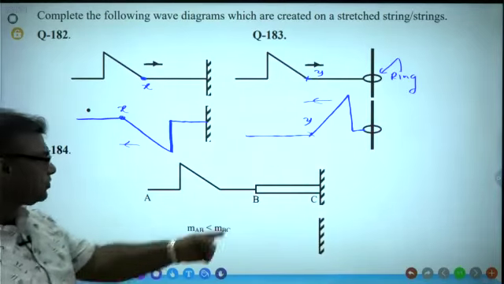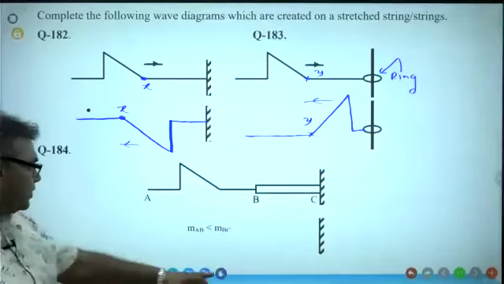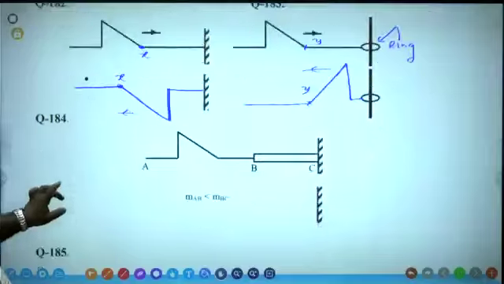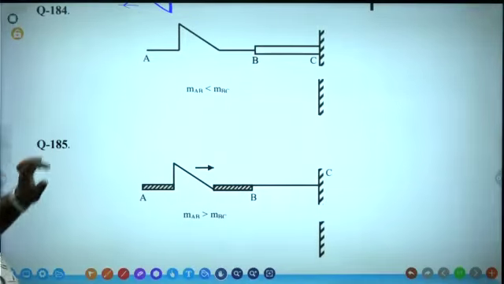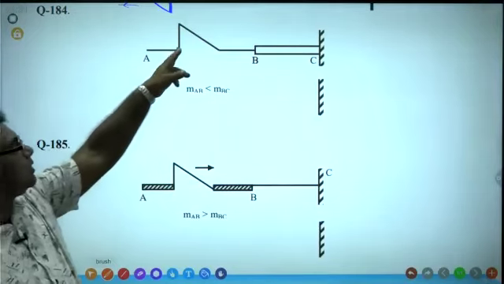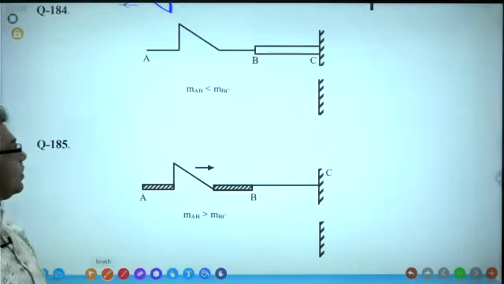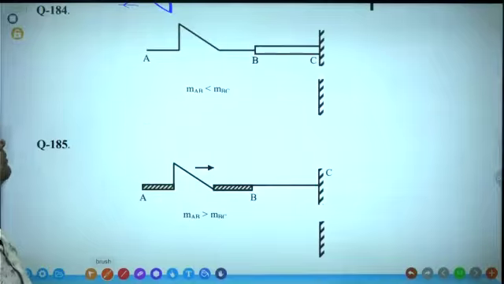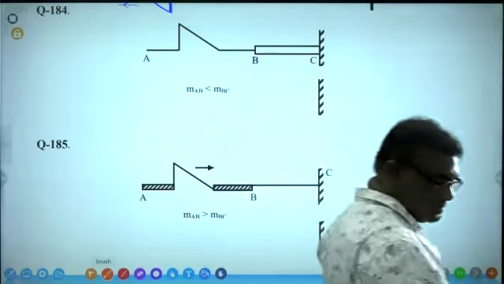Right, here we have two strings, lighter one and heavier one. Can we copy this one too? Okay. This one is light one, that one here. Mu is linear density. Can we note it? Linear density of AB smaller than linear density of BC.